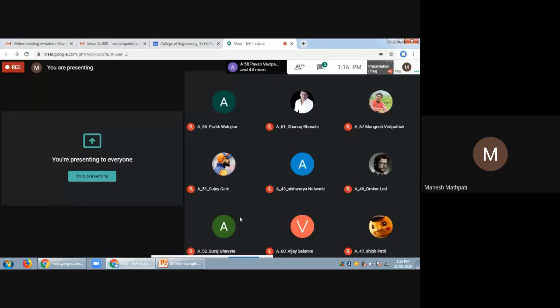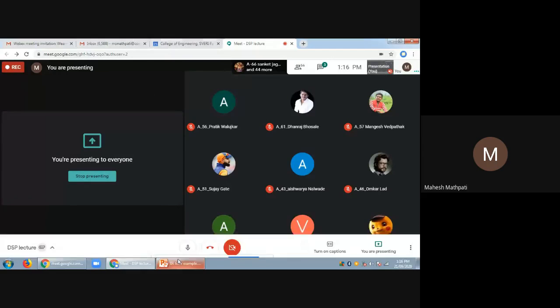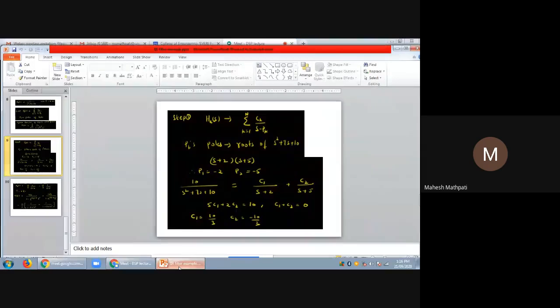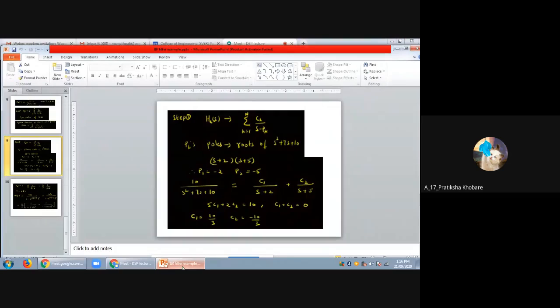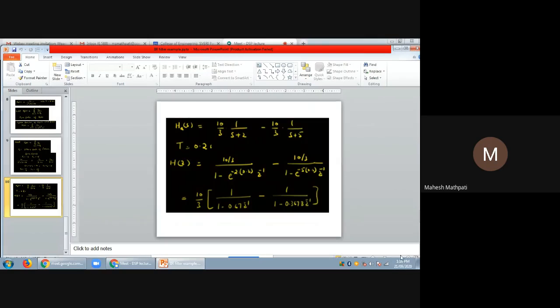Okay. Have you got the values? What are the values of C1 and C2? Yes, can anyone tell me the values of C1 and C2? 10/3 and minus 10/3. Yes, it is 10/3 and minus 10/3. How to proceed further? Then further, we'll go ahead with this part.